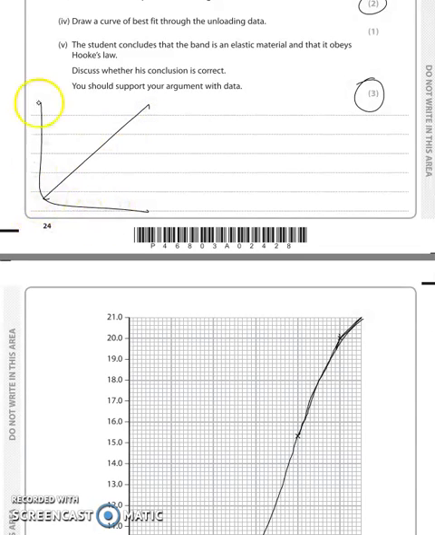So when there is no force, there is no extension. And as you add on force, you get exactly the same extension each time. So Hooke's law requires extension to be directly proportional to the force.